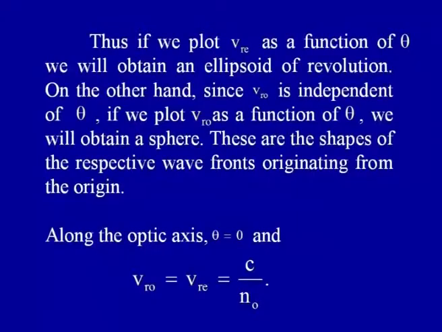Along the optic axis, theta equal to 0 and V_O is equal to V_E, which is equal to c upon n_O. The two wavefronts touch each other along this direction, that is, the propagation being along the optic axis for the angle theta equal to 0. Let us now consider the case of V_E perpendicular to the optic axis, propagation perpendicular to the optic axis. In this case, theta equal to pi by 2.